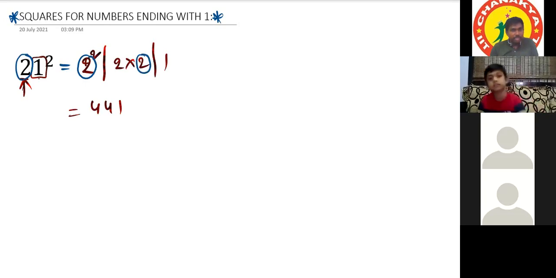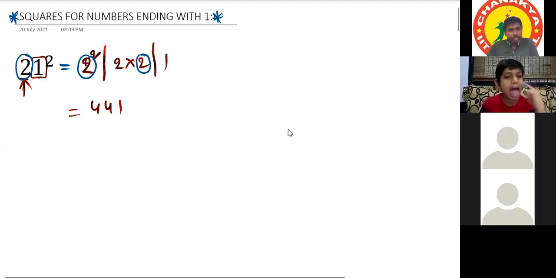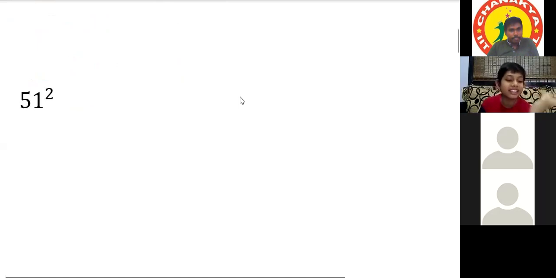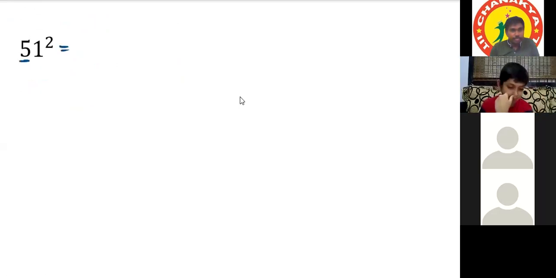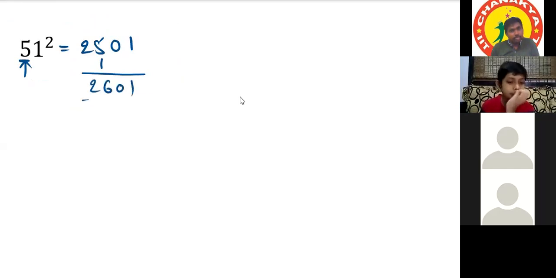If it is 3 also, 3 into 2. And at the end there will be a 1. 1 is common for every question. Do it for this one. First, 5 square will be 25. 5 double is 10. And lastly 1 common. So 2 6 1 0 1. That's all.